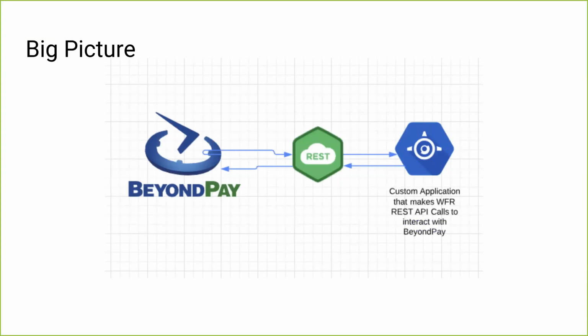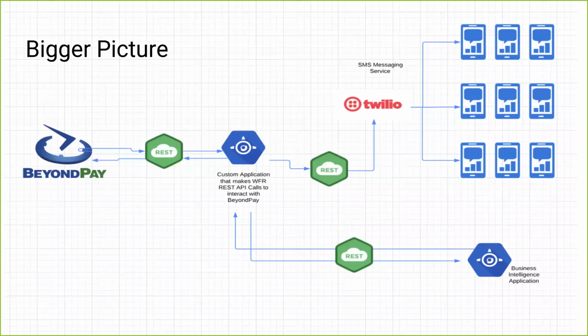Before I go to the next slide, on this slide you see that we have the REST request going from BeyondPay to a custom application. So these API requests will be made from your application. Now in the bigger picture, we have requests going back from our application to and from BeyondPay to gain access to data and to put data into BeyondPay. But really now, with that data, we can make other requests to other applications, like a business intelligence application or our SMS servicing messages like I brought up earlier. We had used Twilio to do that.